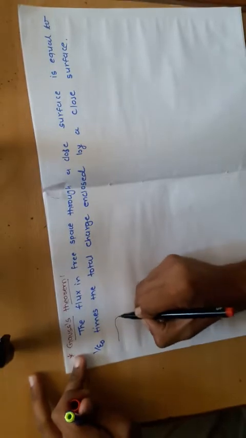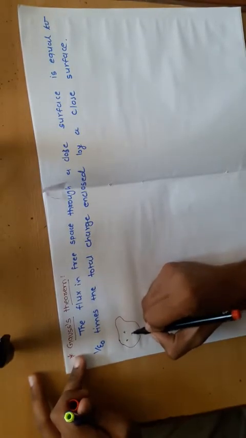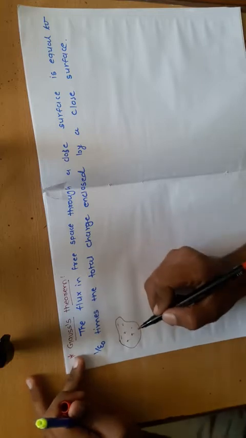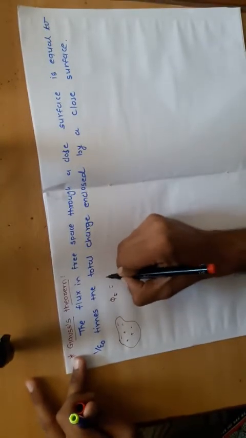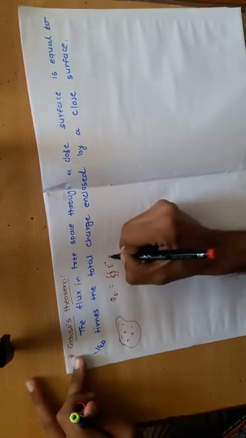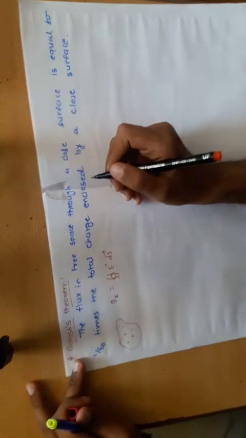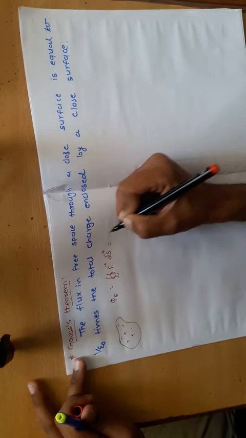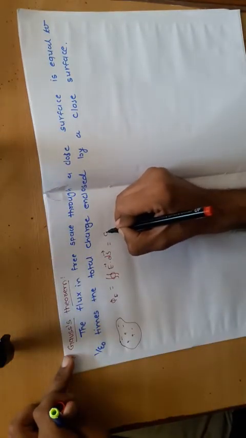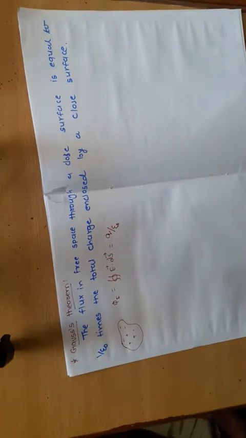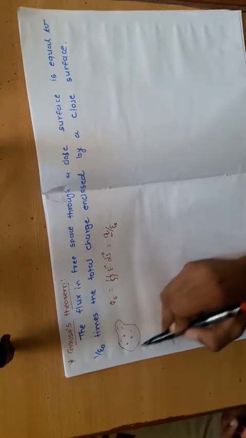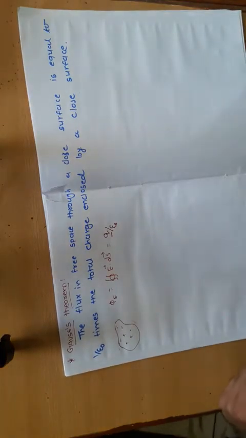It means we have one closed surface, and there is a charge distribution, where the charges are positive and negative. So the total electric flux phi E will be, as we know, E into ds, the surface integration of the electric field, and it is also equal to Q by epsilon naught. It means 1 by epsilon naught times the total electric charge enclosed by the surface. So that was only the theorem and the statement. Now we will prove this theorem.